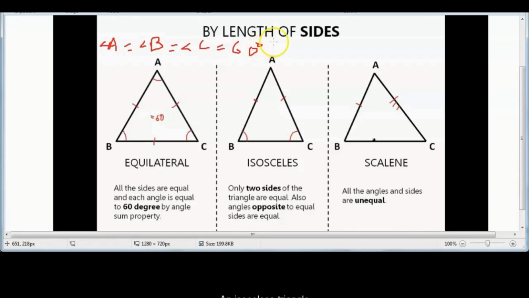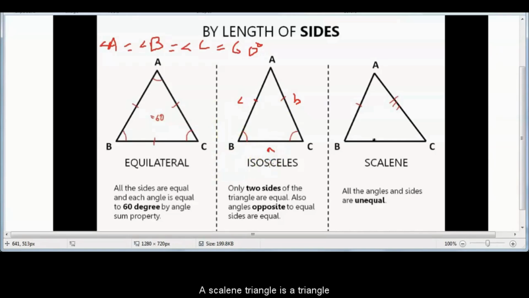Now, an isosceles triangle is a triangle with two sides of equal length. The two sides of equal length are AB and AC. Now, if this is an isosceles triangle, then we can say that this is side a, I beg your pardon, this is side b, and this is side c. b and c are equal, but side a is not equal to b or c.